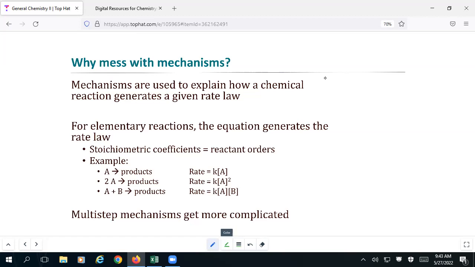Now, for elementary reactions, it actually does. And so those times where we have seen that the stoichiometry matched the rate law, that's usually pretty good evidence that we have an elementary reaction, a one-stepper. But if we have a multi-step reaction, the mechanism's going to get more complicated because we have to account for those differences.